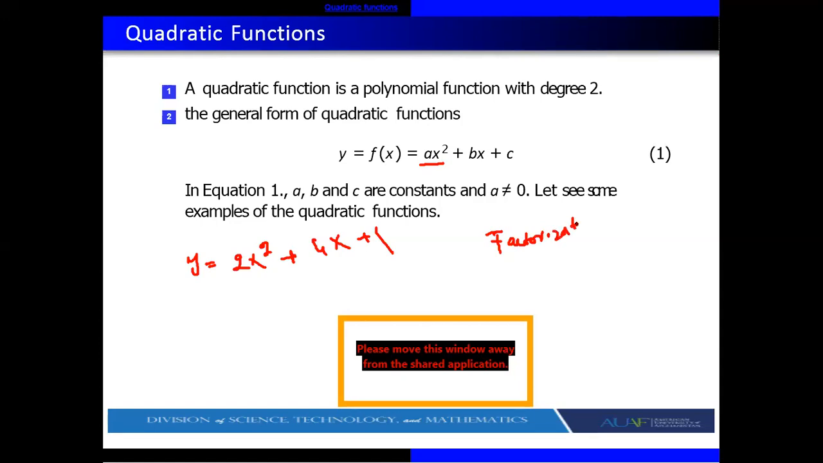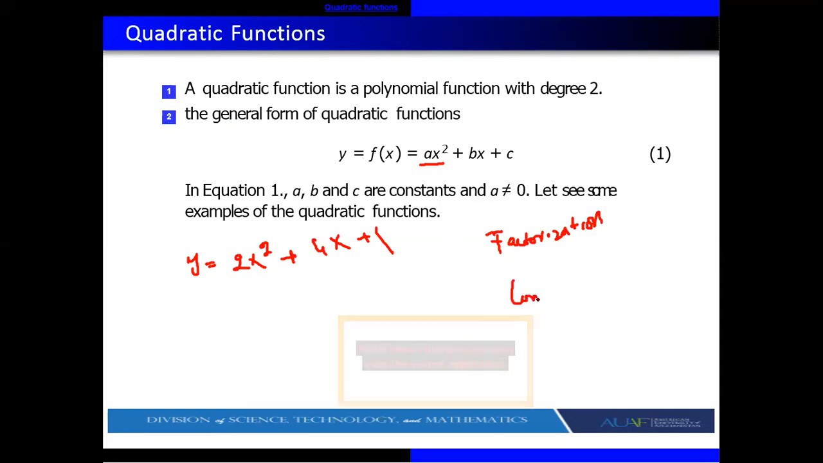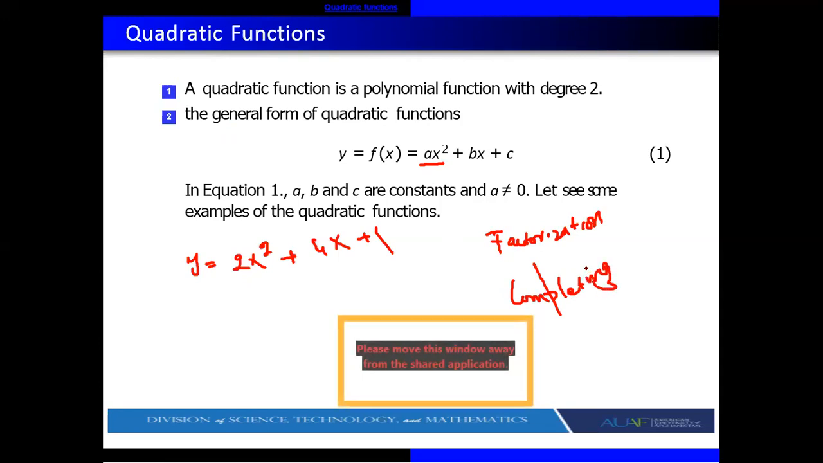Factorization, and second one is completing square, and third one is quadratic formula.